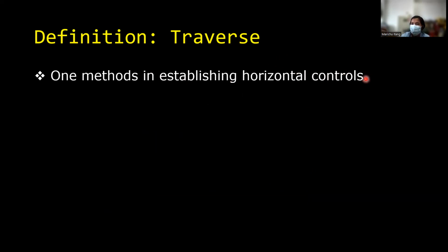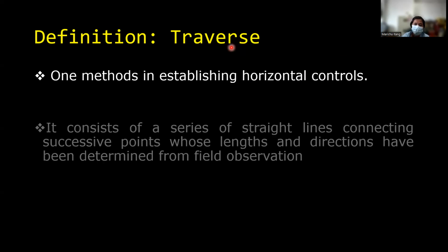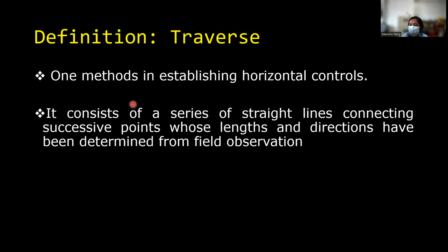So how are the stations or control being established? This is being established using the traverse. This is the method, the traverse method. Another definition of a traverse: this consists of a series of straight lines connecting successive points whose lengths and directions have been determined from field observation.